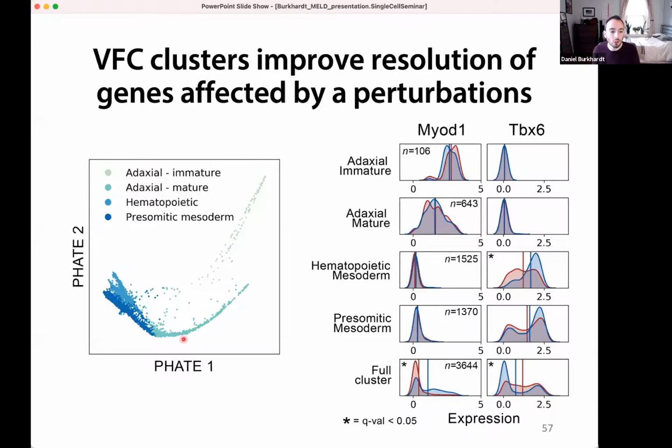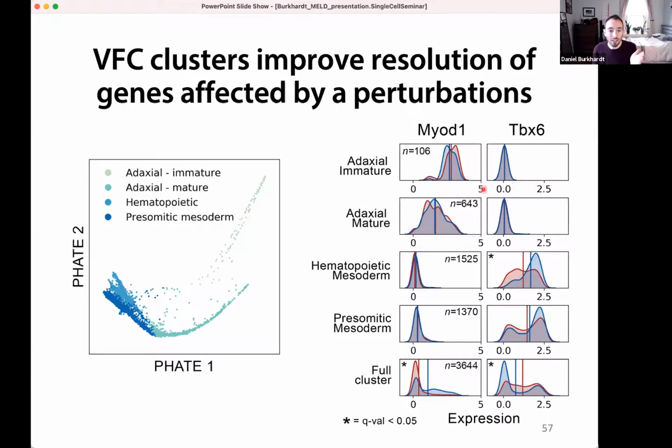And so if we go back and look at this tailbud pre-somitic mesoderm cluster and the published analysis, the standard way of analyzing this data set, you just get this bottom row here, which is you take all the cells from the cluster and you compare the treatment and control condition. Here we're looking at MyoD1, which is a marker of adaxial cells, which go on to become muscle precursors. On the right, we have TBX6, which is a marker of the pre-somitic mesoderm, which goes on to become somites. A standard differential expression test would say this gene is differentially expressed in that cluster. This population of cells expresses that gene more.